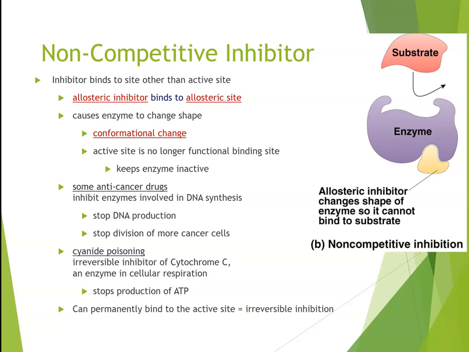There are some anti-cancer drugs that will do this. They will inhibit the enzymes involved in DNA synthesis so that you can't make more cells. Cyanide poisoning is actually an irreversible inhibitor of a cytochrome C enzyme that happens in cellular respiration, where you can't make ATP anymore, so your body can't make any more energy. Again, if it's a permanent binding, then it's irreversible inhibition, but most of the time it's temporary. This allosteric inhibitor will leave, the enzyme will go back to its normal shape, and then the substrate can work again.